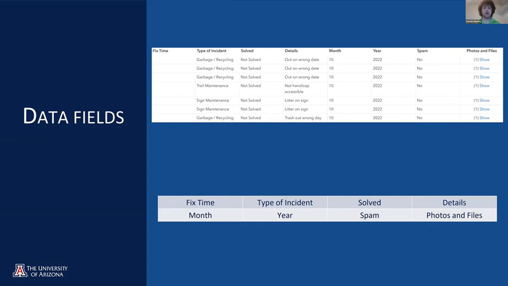For the actual incidents layer, I decided to put in different fields: fixed time, type of incident, solved, details, month, year, spam, and photos. I decided to limit it to these eight because, while I wanted to put in more, a lot of the additional information felt unnecessary. And a lot of these are self-explanatory.